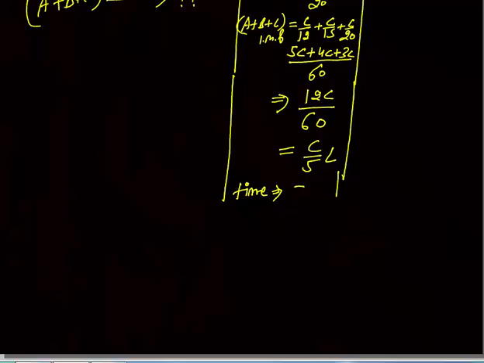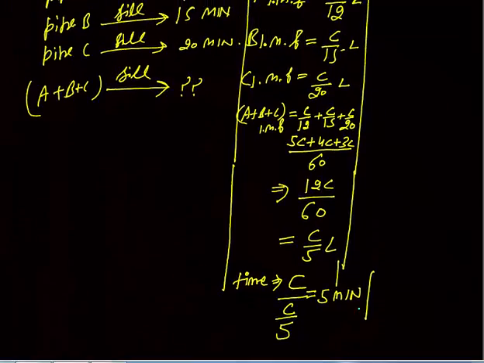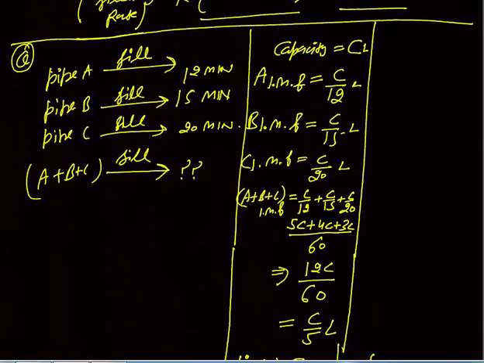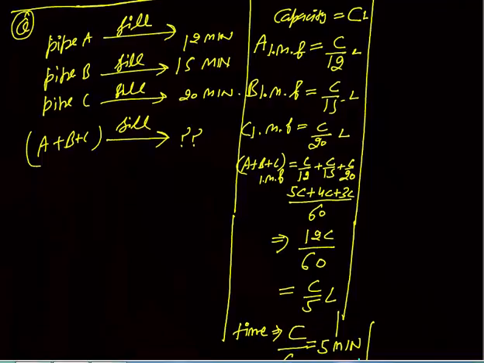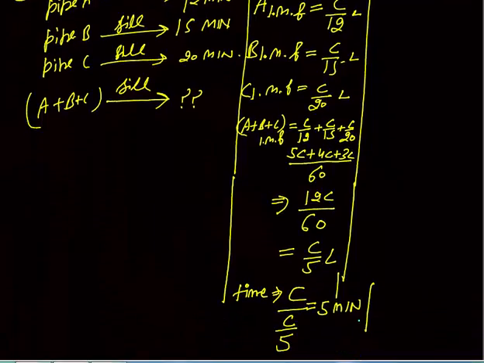Total capacity we have to fill is C liters, and in 1 minute they are filling C by 5 altogether. So it will require 5 minutes to fill the tank. This is again the method that you will find in the books. In almost all the books of quantitative aptitude, you will find this LCM method, C by 12, C by 15, C by 20, and the question will be solved in that way.